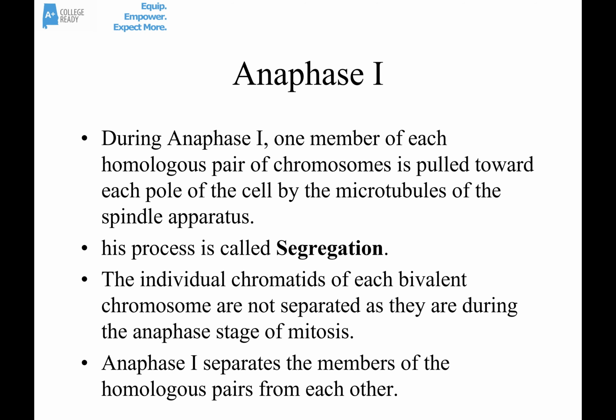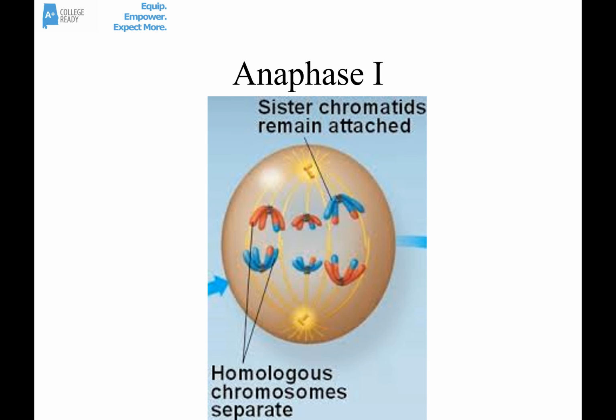Next, we get anaphase 1. During anaphase 1, one member of each homologous pair of chromosomes is pulled toward each pole, or each side of the cell, by microtubules of the spindle apparatus. This process is called segregation or separation. The individual chromatids of each bivalent chromosome are not separated during this part of meiosis. Anaphase 1 separates the members of the homologous pairs from each other. That's it. So here we can see that happening. One member of each bivalent pair is pulled toward each side of the cell.